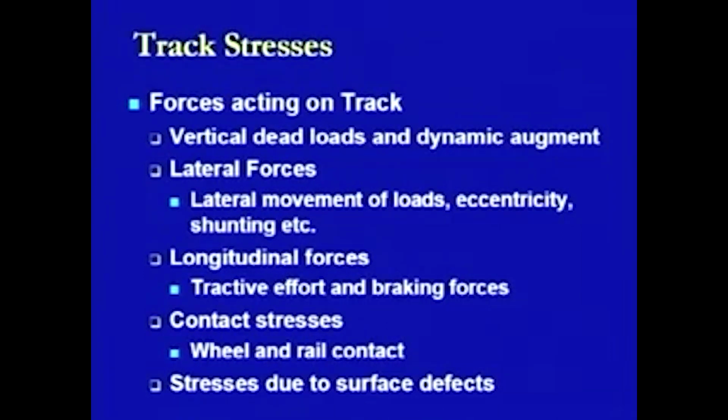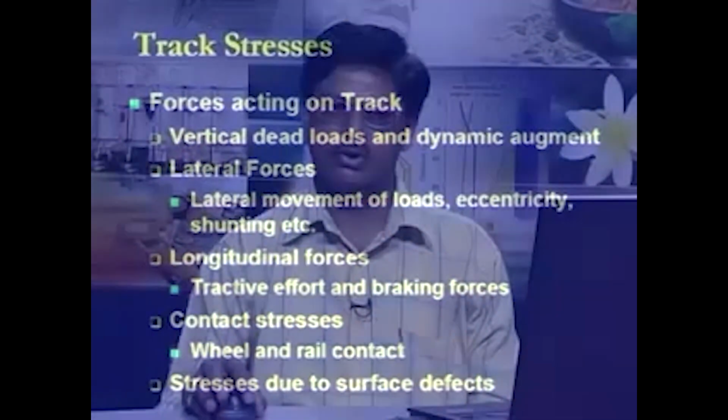There are the lateral forces which cause lateral movements of the loads, caused due to eccentricity or due to specific operations like shunting. The longitudinal forces come because of actions like tractive efforts or braking forces. There are the contact stresses induced due to the contact of the wheel with the rail section, and stresses caused due to surface defects or irregularities in the surfaces. We will be looking at all these track stresses one by one.